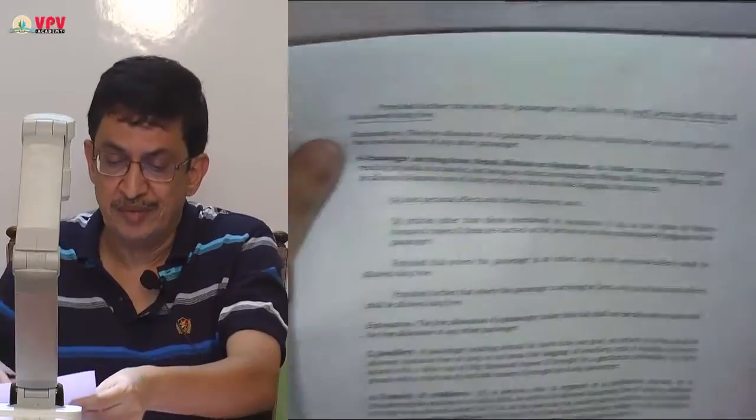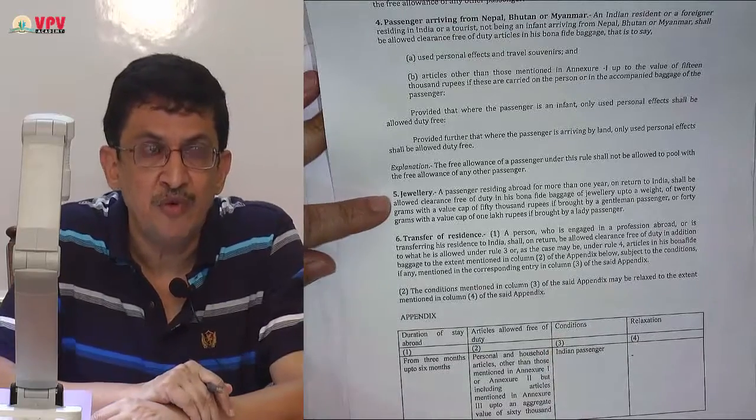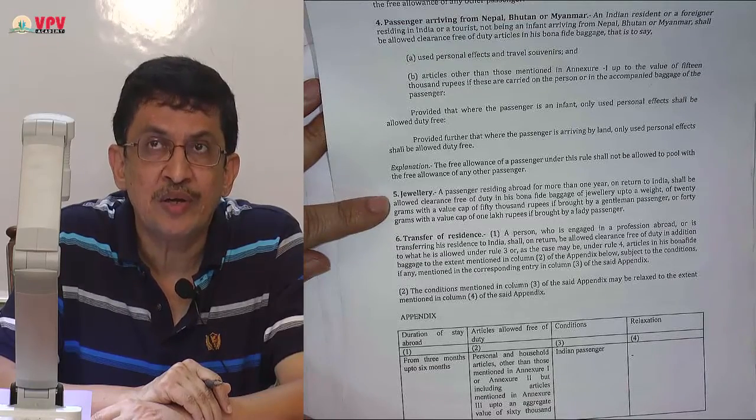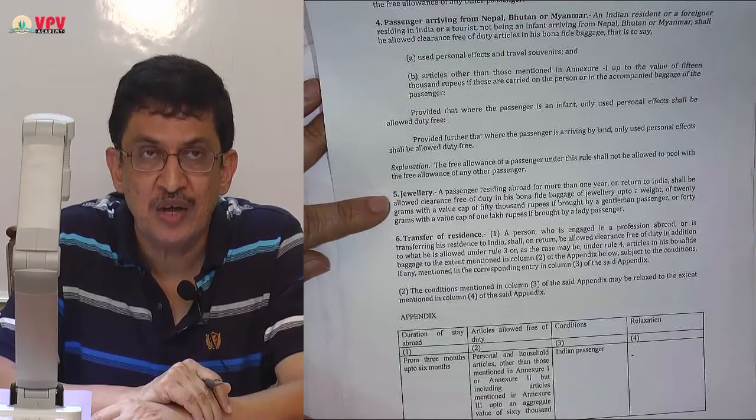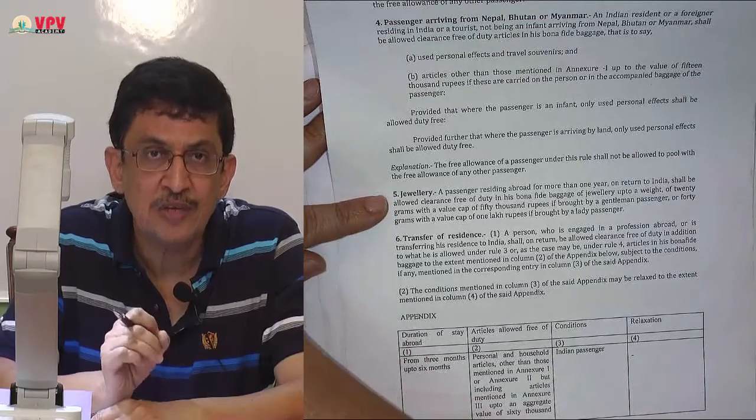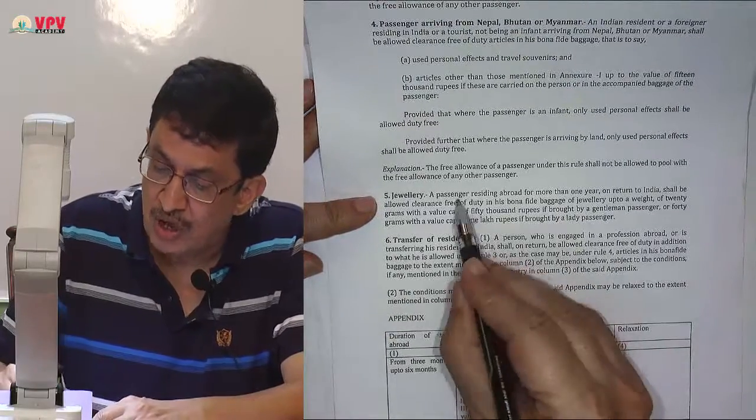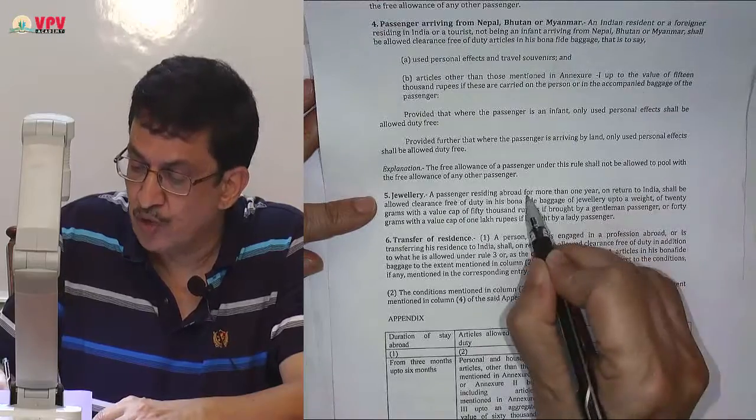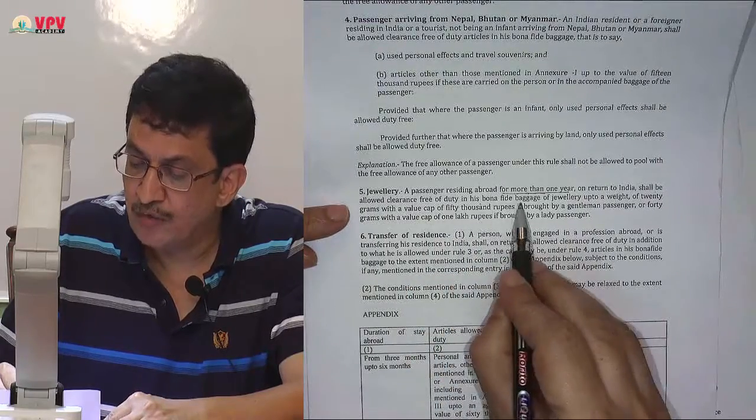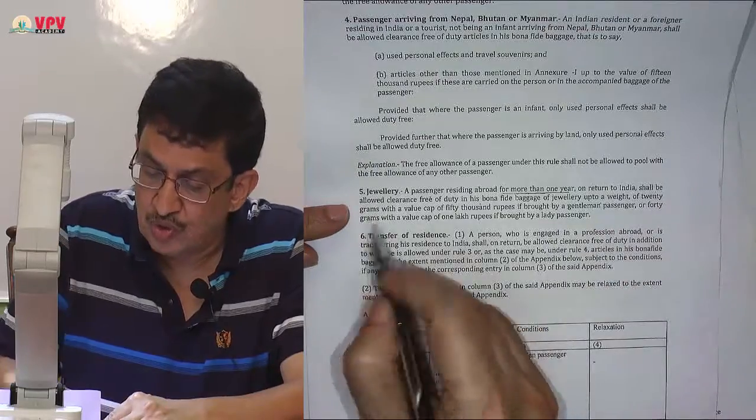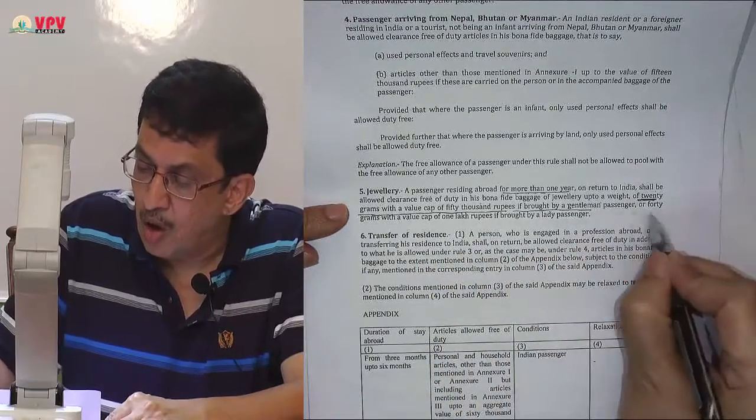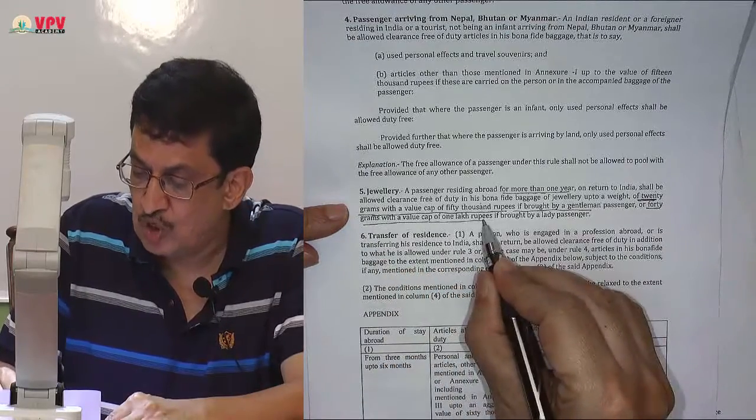Also, Rule 5 is amended. Rule 5 regarding jewelry. If you remember, if you are coming from abroad after a stay of more than 1 year, last time it was written that gentlemen can bring jewelry up to 50,000 rupees and ladies can bring jewelry up to 1 lakh rupees. The monetary limit has not been changed, but an additional new limit has been introduced in relation to grams. Now Rule 5 says a passenger residing abroad for more than 1 year, so the condition of 1 year is not changed, on return to India shall be allowed clearance free of duty in his bona fide baggage of jewelry up to a weight of 20 grams. So 20 grams with a value cap of 50,000 rupees if brought by a gentleman, or 40 grams with a value cap of 1 lakh rupees if brought by a lady passenger.